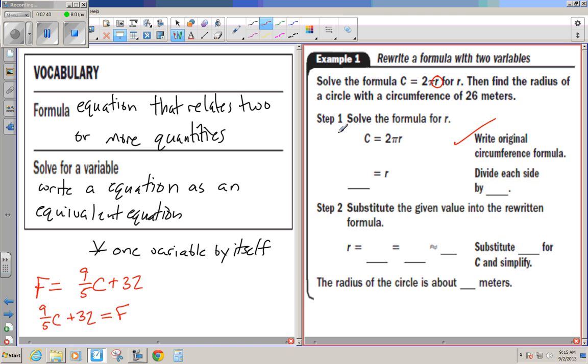All right, previous section, we learned how to solve an equation. You have to undo operations. We're trying to isolate r, so we have to undo both of these multiplications. So divide by 2, divide by pi. So you divide by 2 pi. And radius is C over 2 pi.